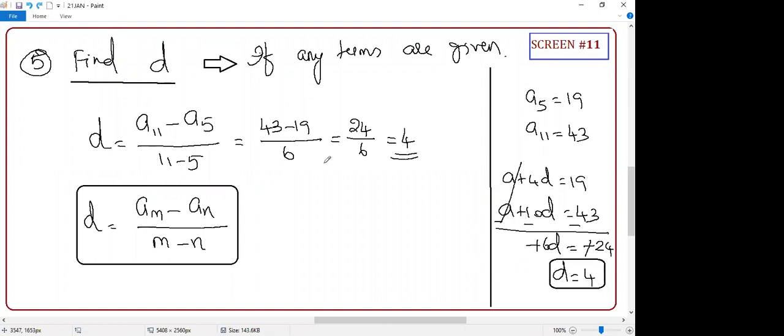Guys, how much time? At least 1 minute will take. How much time will it take for writing 4? Even you can do it through mind calculation, yes or no? You can do it through mind calculation if you know this formula, correct or not? 43 minus 19 is 24, 24 by 4. But I am not subtracting 4 minus 10. I am subtracting 11 minus 5 only.